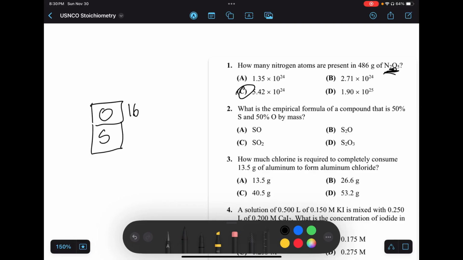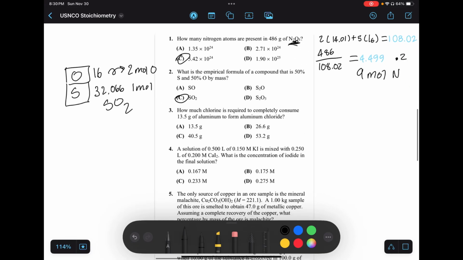The molar mass of oxygen is 16. The molar mass of sulfur is 32.066. So that means if we have 50% sulfur by mass and 50% oxygen by mass, to get to the equal masses, there has to be 2 moles of oxygen for every 1 mole of sulfur. So it's going to be SO2.